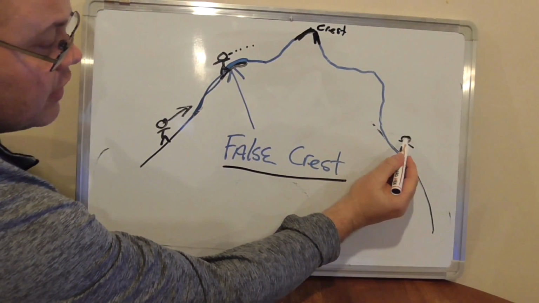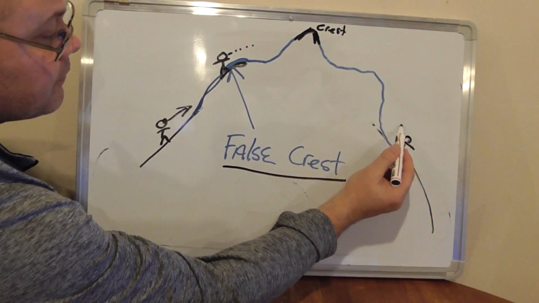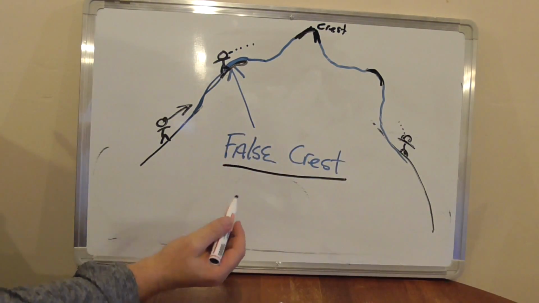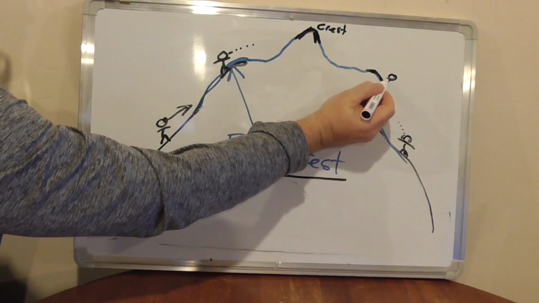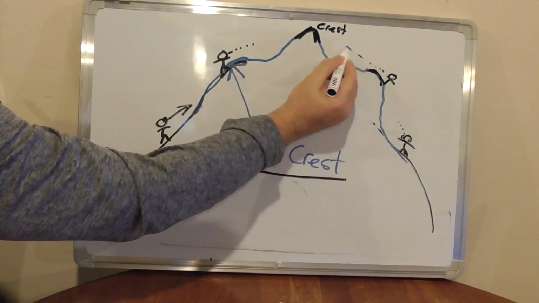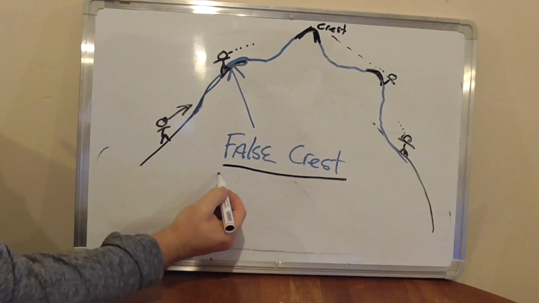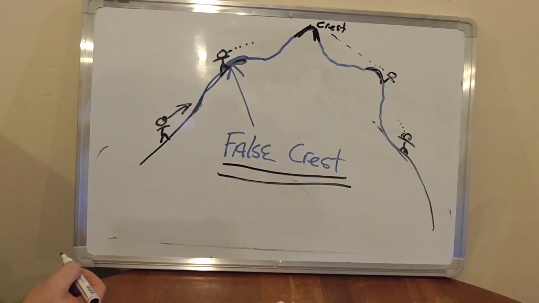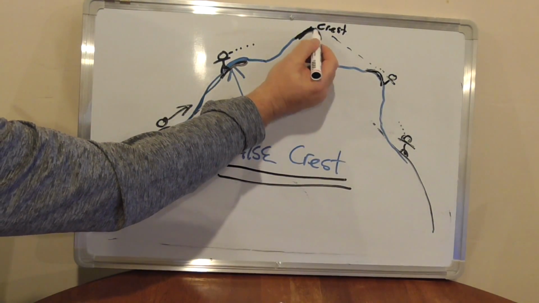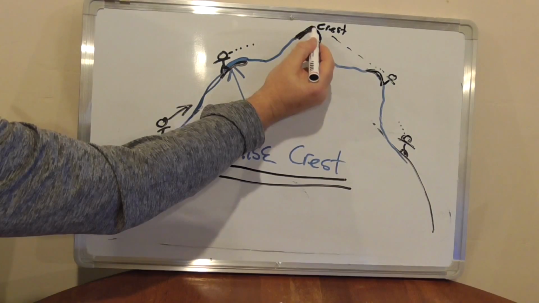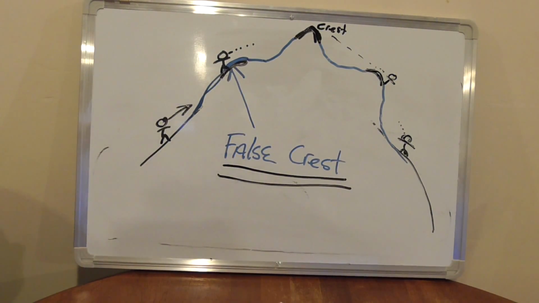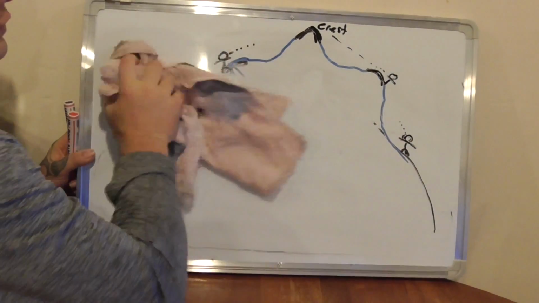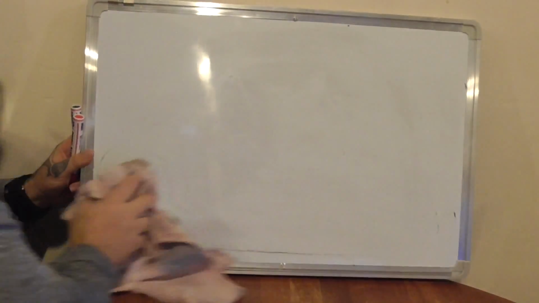In this case, this guy here is looking up and he sees this crest. He might think it's the top. When he gets to the top here, he realizes, oh no, it's not. This was just a false crest. What we thought was the top, but it's not actually. The actual crest that we talked about earlier is over here, the top of the mountain. So you may hear that, a false crest.